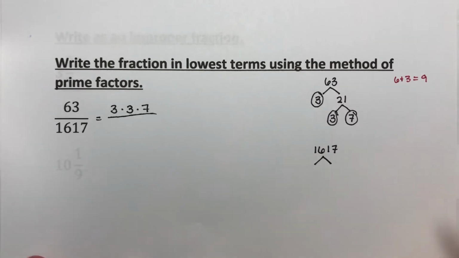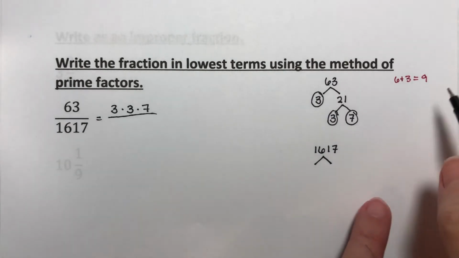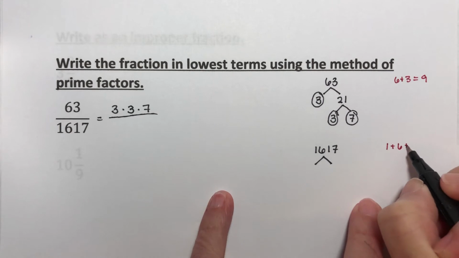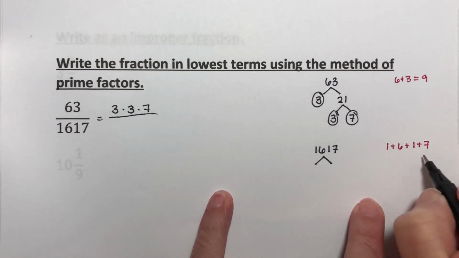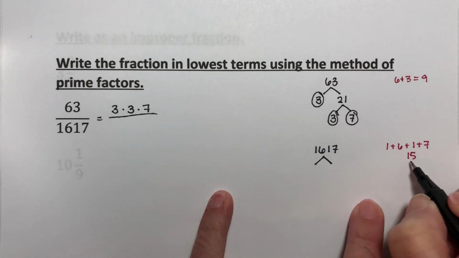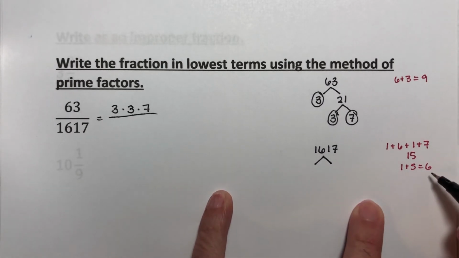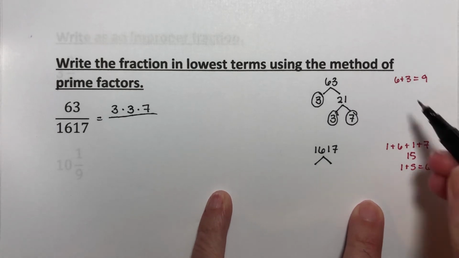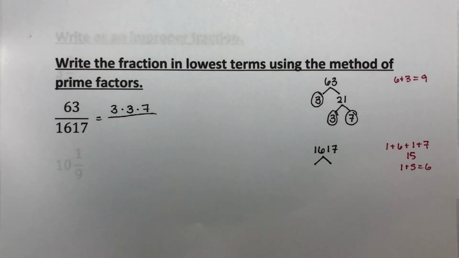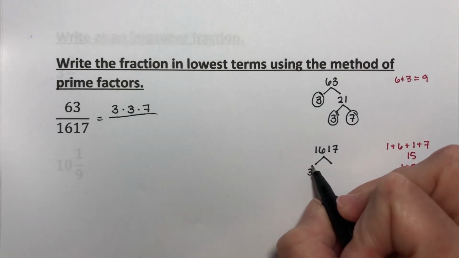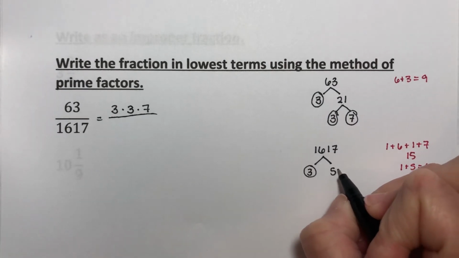Okay. So I look at this, 1 plus 6 plus 1 plus 7. That would be 15. 3 divides into 15 evenly, so 3 divides into this. But even if I weren't sure, I could do 1 plus 5, which is 6, and 3 divides into 6. So if 3 divides into 6, it divides into 15. If it divides into 15, it divides into this. So let's just do this. I'm using my calculator. 1617 divided by 3. So if I put a 3 here, this is 539.